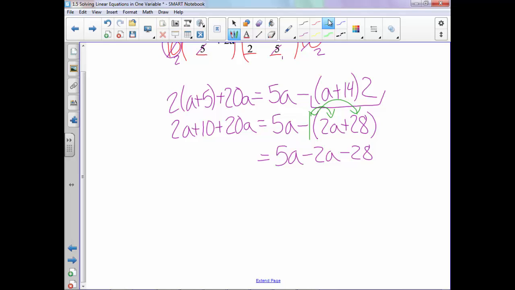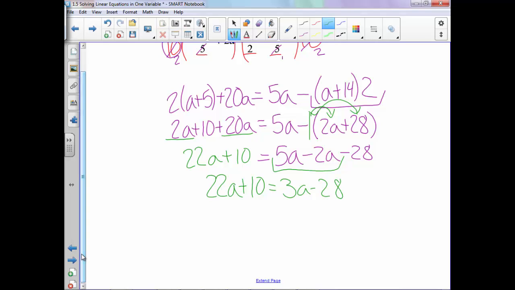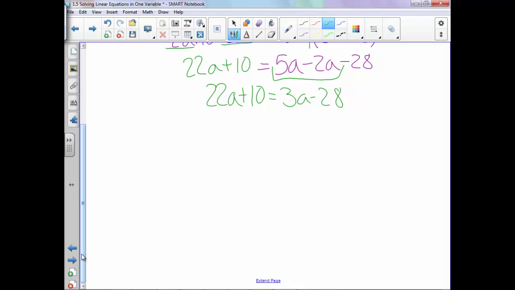On our left side, we can combine our 2a and our 20a to get 22a plus 10. And on our right side, we can still combine a's as well. So 22a plus 10 equals 3a minus 28. Once again, it doesn't matter whether you move the a's to the left or the right, just to do something different. And you could actually move your numbers first too. So let's go ahead and do that. So let's subtract 10 to get our numbers together. So we'll have 22a equals 3a minus 38.